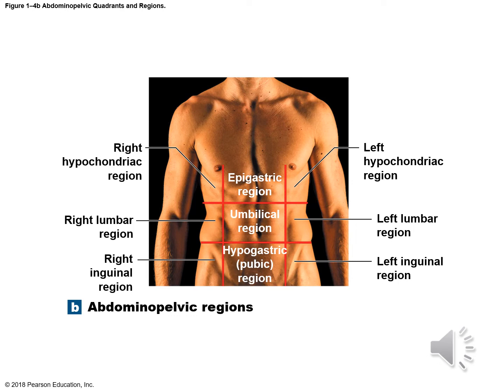And then going down the center, we have at the very top the epigastric region. Epi means above, and gastric is referring to the stomach. The umbilical region, where your umbilical cord was attached, and what you have left is your belly button. And then below that is the hypogastric region. Hypo means below the stomach region.